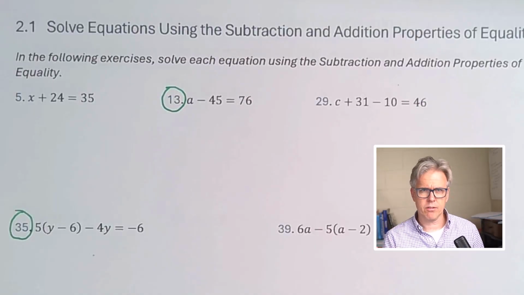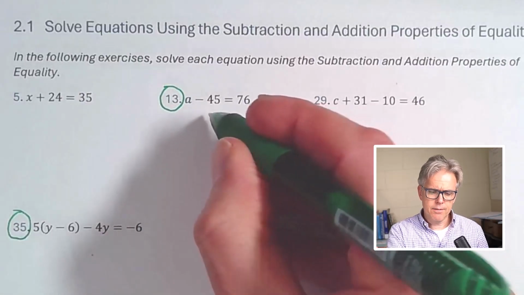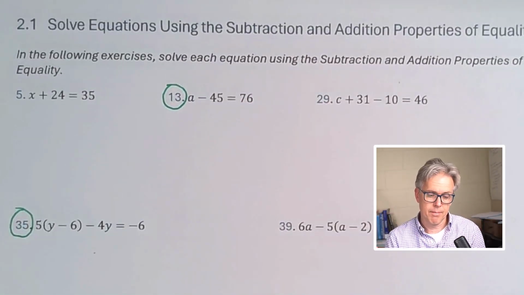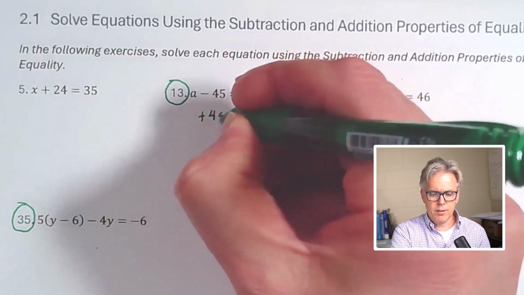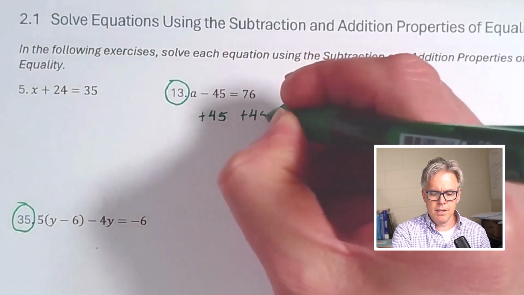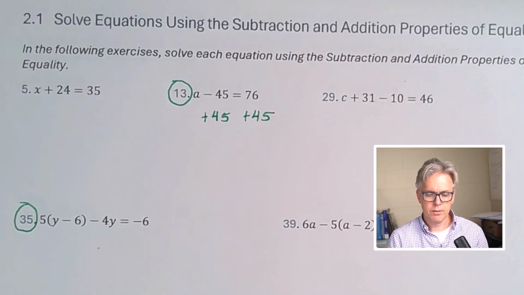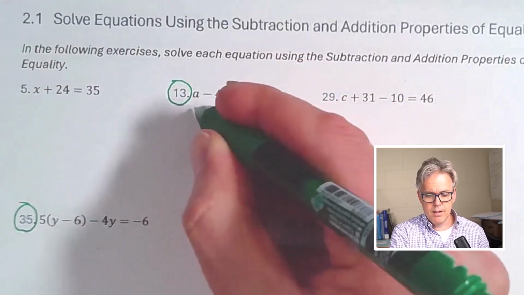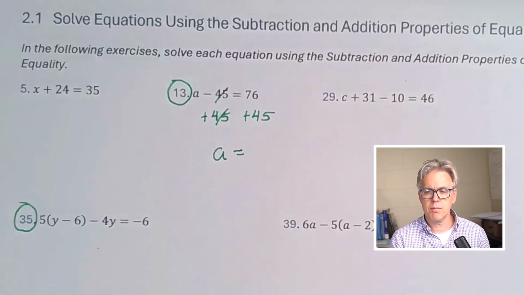So again, the question we ask ourselves on all of these is, how is that negative 45, that minus 45, connected to the variable, in this case an a? Well, it's being subtracted, so I undo the subtraction with addition. So I'm going to add 45 to both sides. And I highly recommend that you write down what you're doing each time. So in this case, I'm going to have 45s cancel. If they didn't cancel, I didn't do something right. Bring down your a, bring down your equals, and then just do the arithmetic.